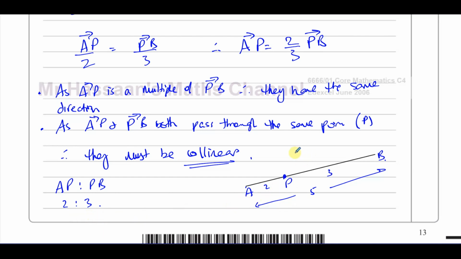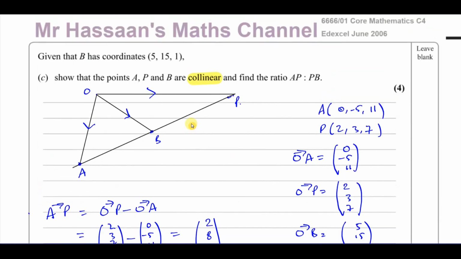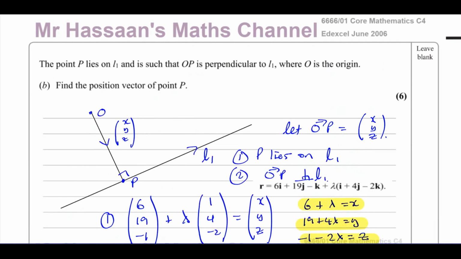We can think of A to B as the whole thing. You could say that A to P is 2/5 of A to B, and P to B is 3/5 of A to B, and therefore A to P to P to B is going to be 2/3. So that's how we can work out the answer to question number 5, part C from this paper.